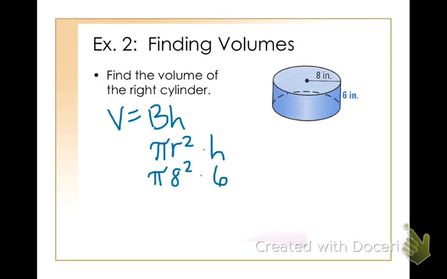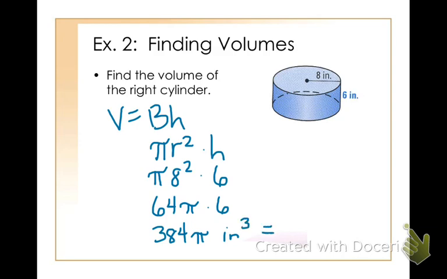A lot of times they'll keep pi, like the solution in terms of pi, all the way to the last step. So you could do 64 pi times 6. If you multiply 64 and 6, you'll get 384 pi, and this will be in inches cubed.